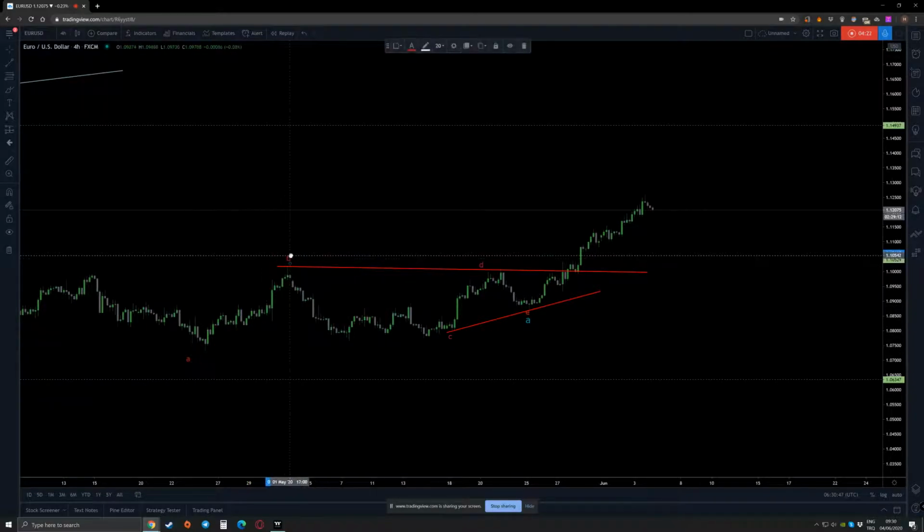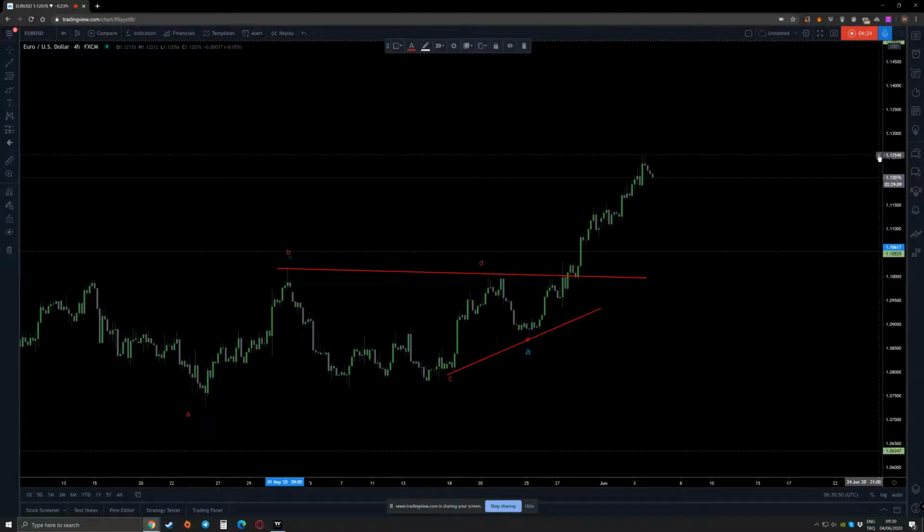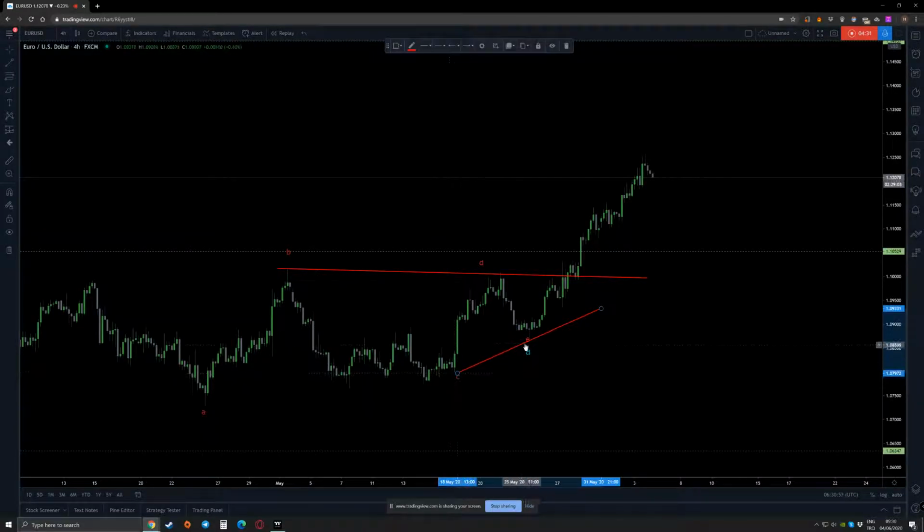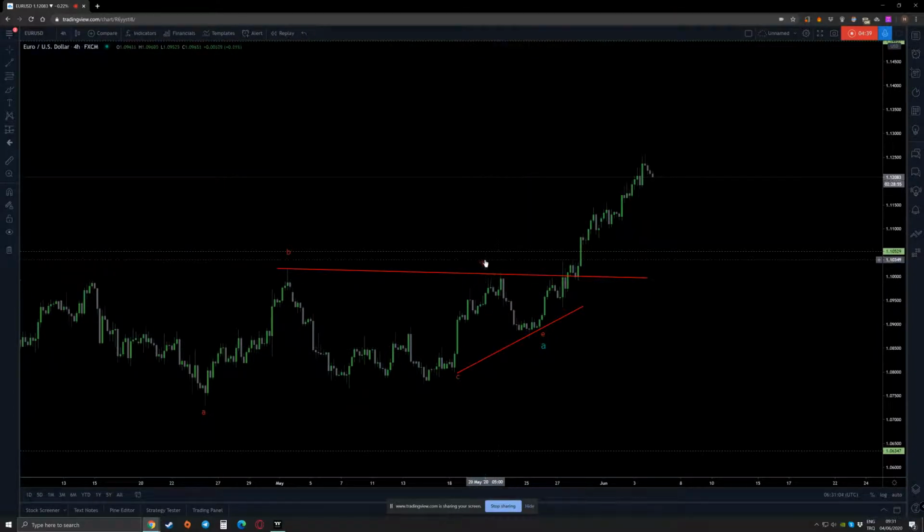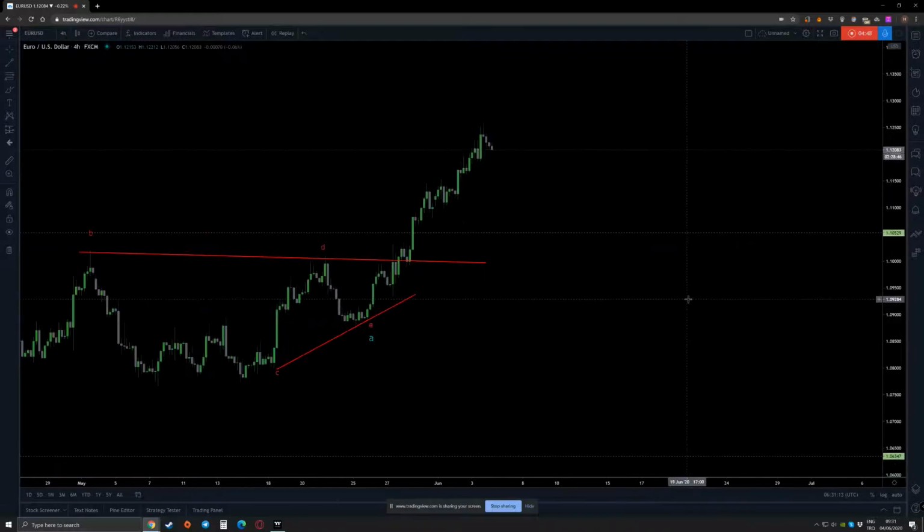Let's do a little bit better job with this. So A, our wave C, our wave E should be here. Let's do it like this. Here, as you can see, triangle broken, retested. Now it's going up. Now look, let's try to focus on this last move up.